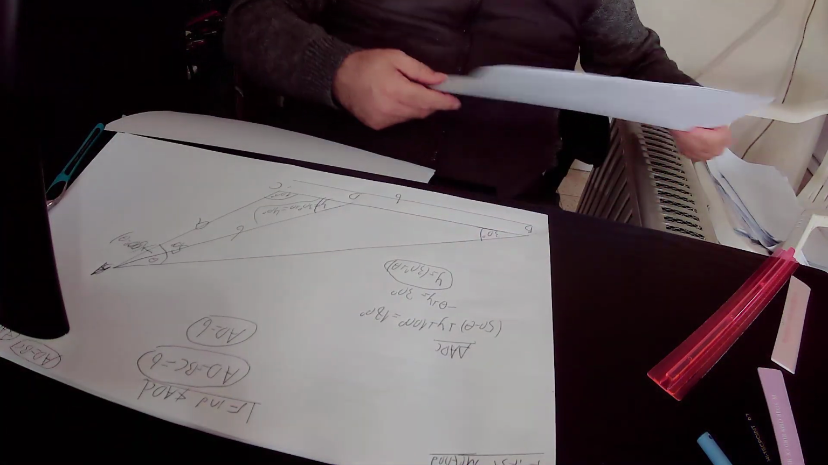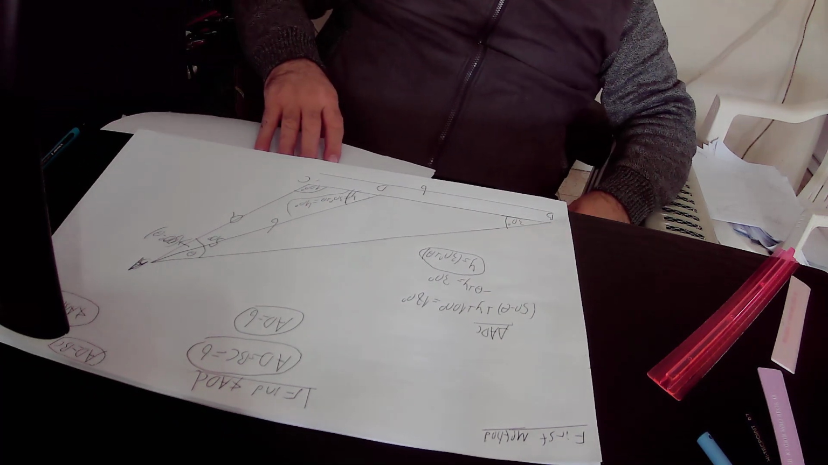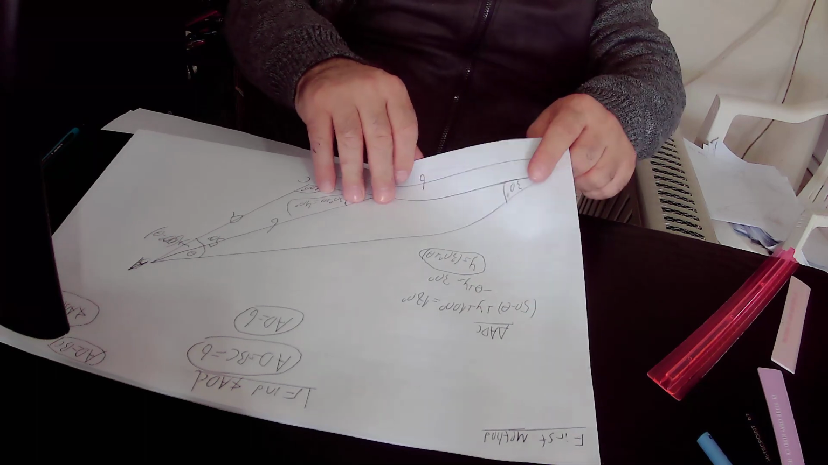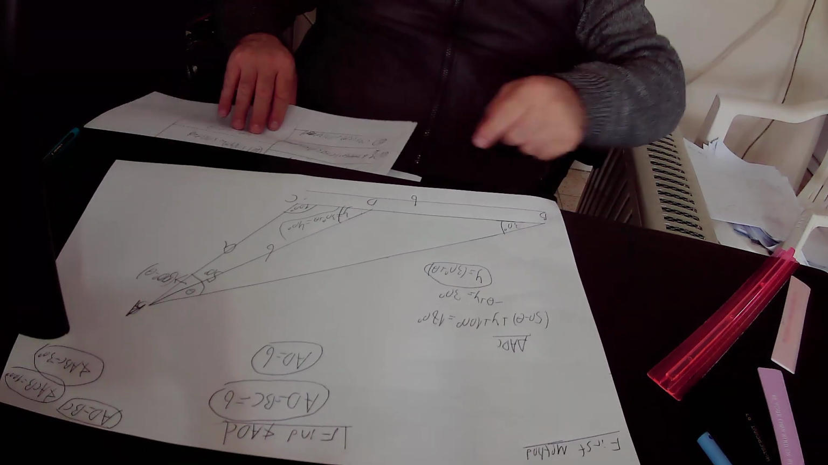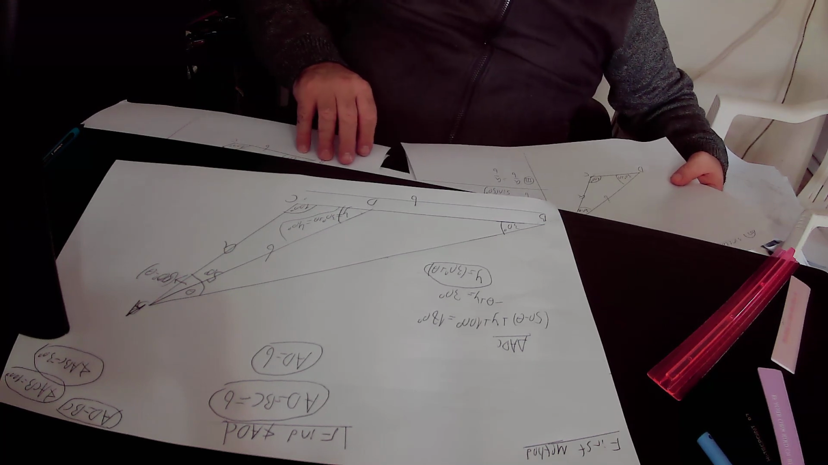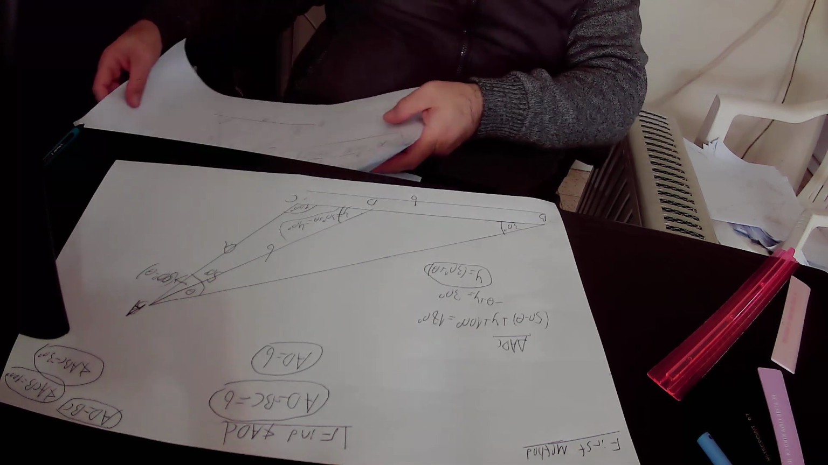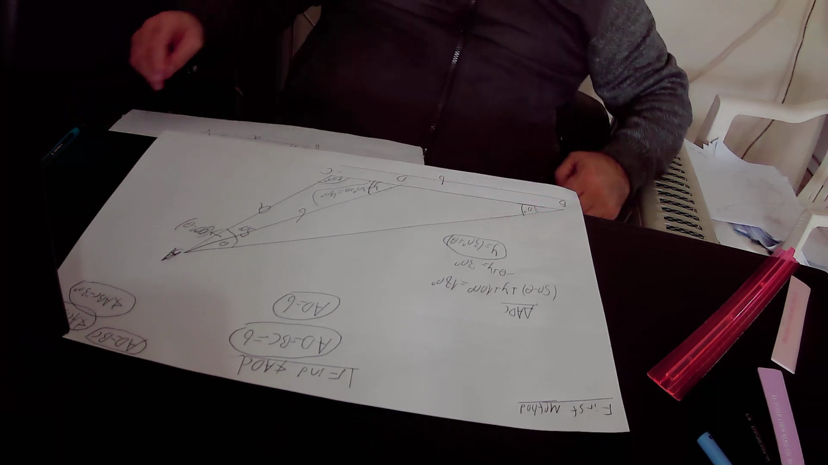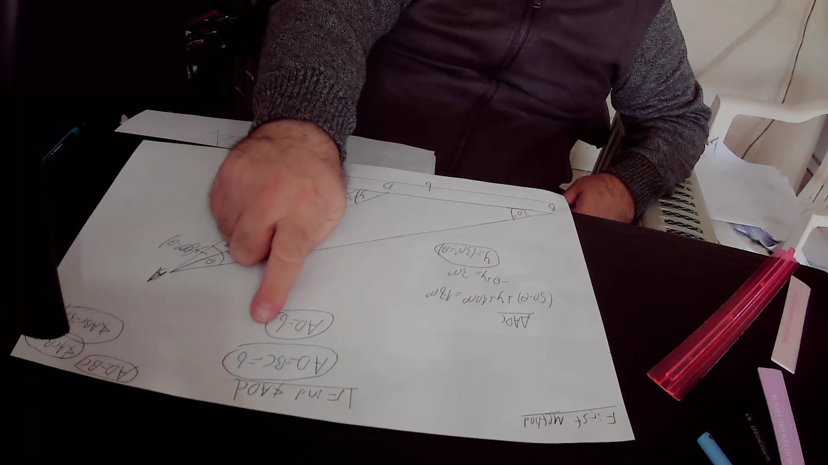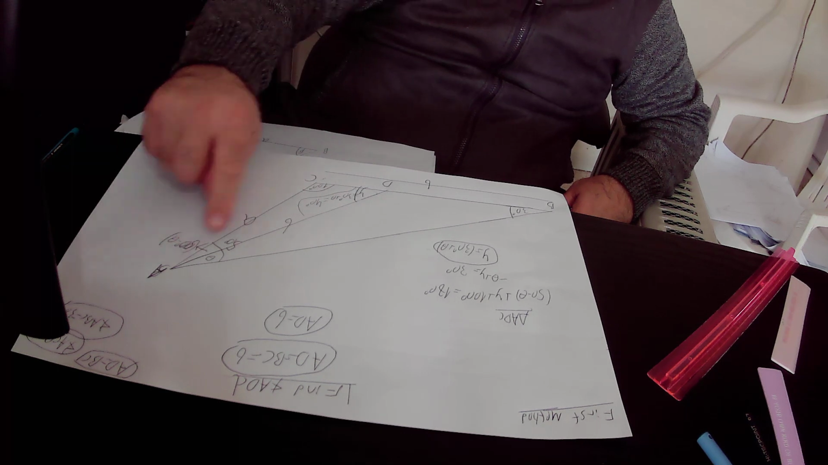In the first method, we defined side AC as A, side BC as B. And according to what is given in the question, we know that AD equals BC. And according to our definition, BC equals B. So, from this equation that AD equals BC equals B, we will derive that AD also equals B. So we can write here that AD equals B.